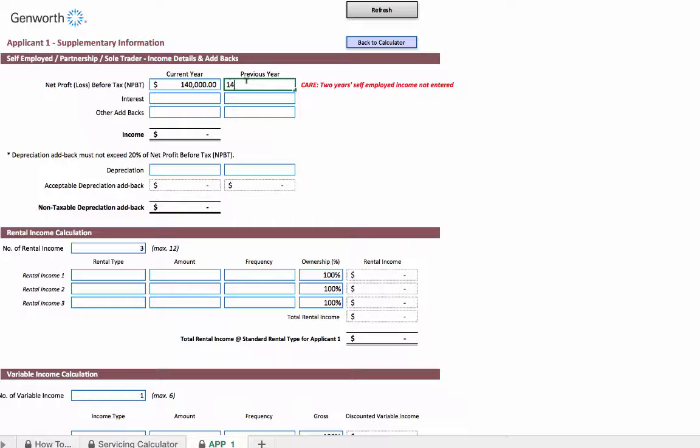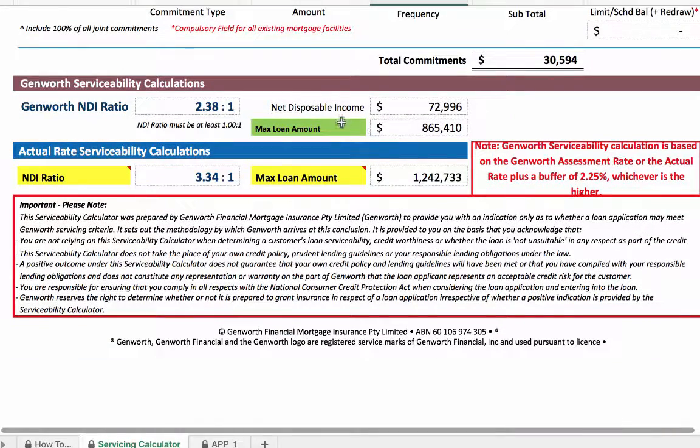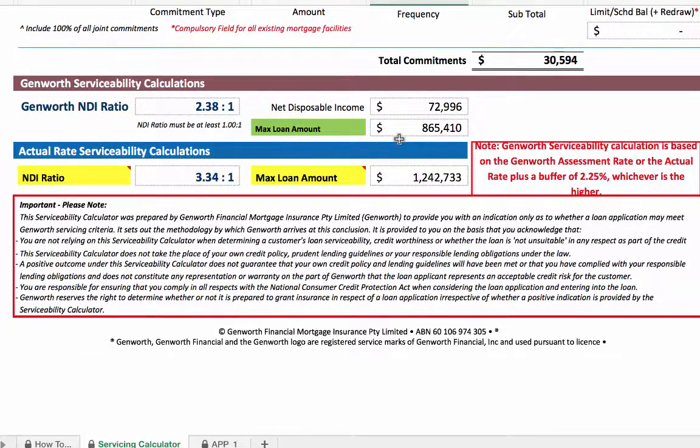So let's just assume that we've got a lender that will take just the 1 year. I'll put that in because this calculator requires us to put 2 years. But if we were having a lender that was only looking at the most recent years, they're going to take 140. Exact same client, exact same tax returns. It's just that they're only looking at the most recent year. And we come down here, and all of a sudden, you can lend 860,000 with that lender.